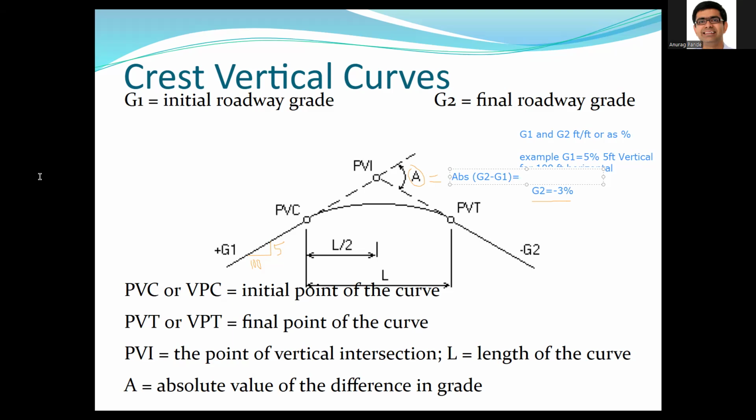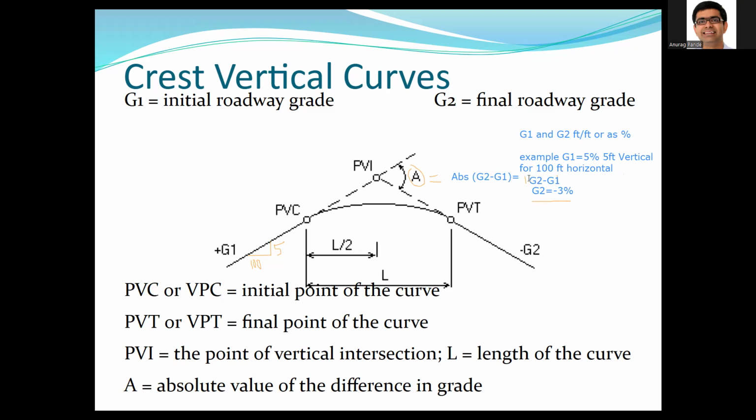Sometimes you can write that as the absolute value of G2 minus G1, and you can represent that with those two lines drawn on either side. So that's what it is. Absolute value of G2 minus G1 is your A value. Okay? L is the length of the curve.